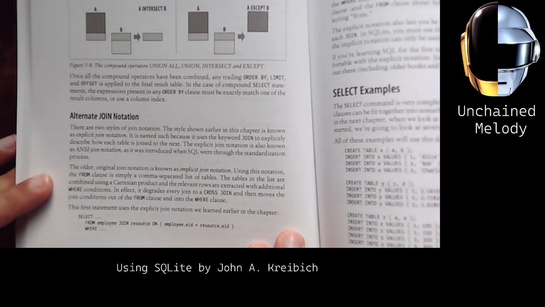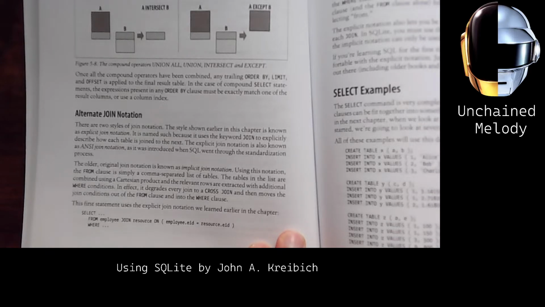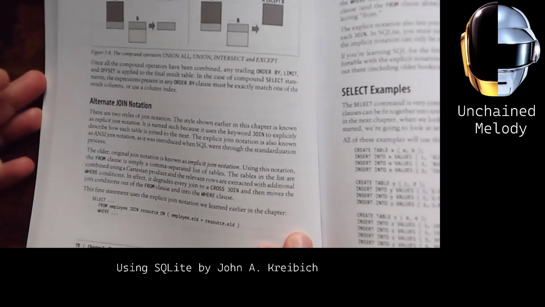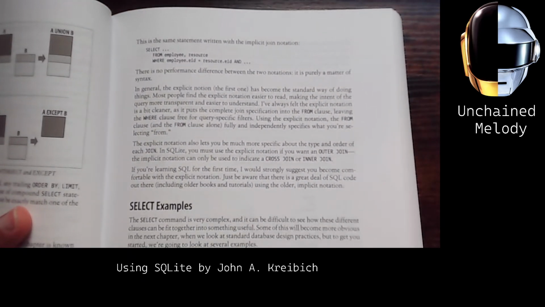Using this notation, the from clause is simply a comma-separated list of tables. The tables in the list are combined using a Cartesian product, and the relevant rows are extracted with additional where conditions. In effect, it degrades every join to a cross join and then moves the join conditions out of the from clause and into the where clause. This first statement uses the explicit join notation we learned earlier in the chapter: select something from employee join resource on employee.EID equals resource.EID where something. This is the same statement written with the implicit join notation. There is no performance difference between the two notations. It is purely a matter of syntax.